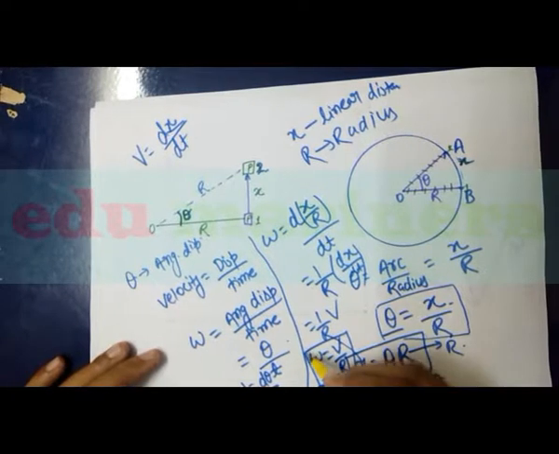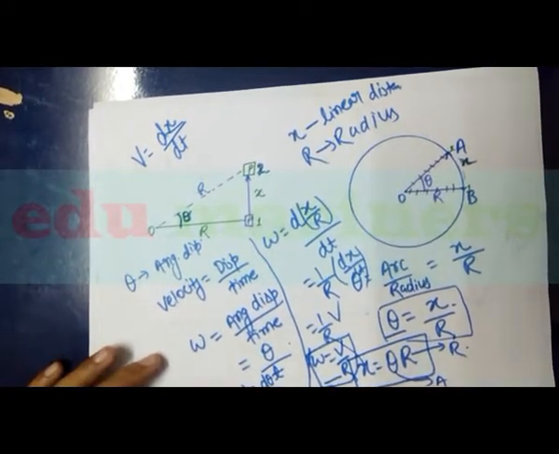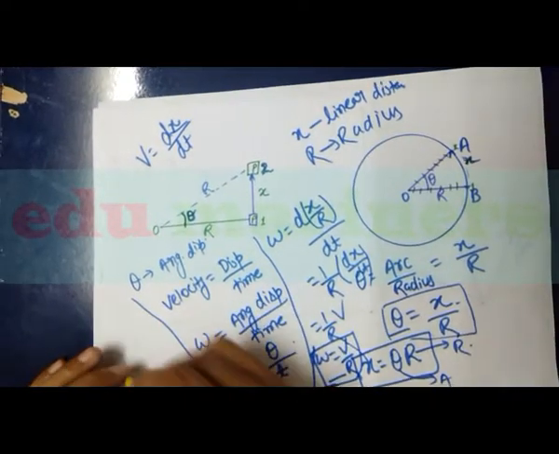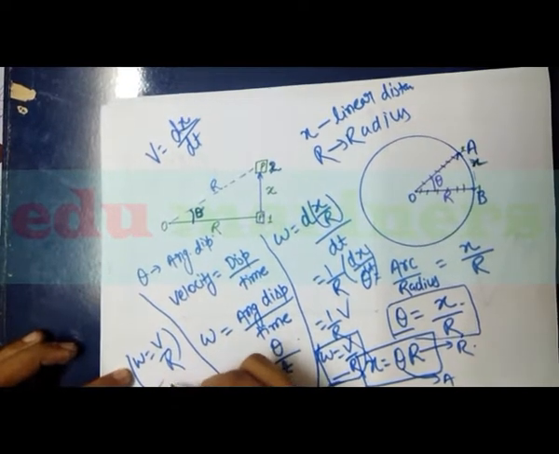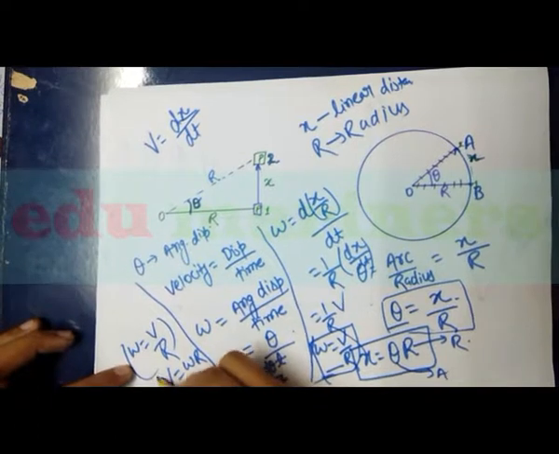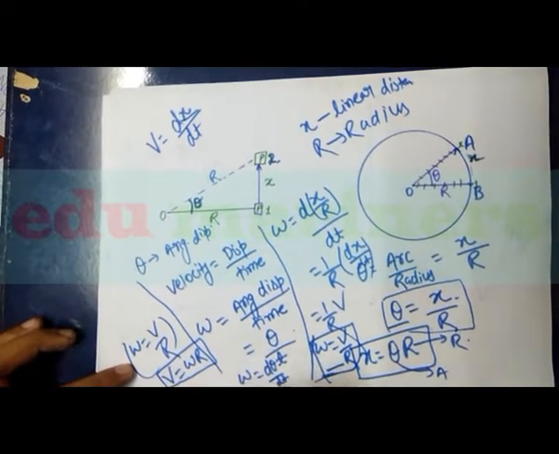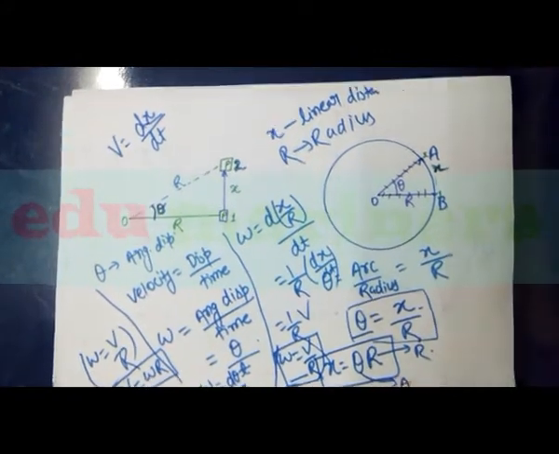Sorry for the mess here, but omega is equal to v by r. This is again a linear relation between linear velocity and angular velocity. So we can write v is equal to omega r. Now we'll again discuss a few basic terms here.